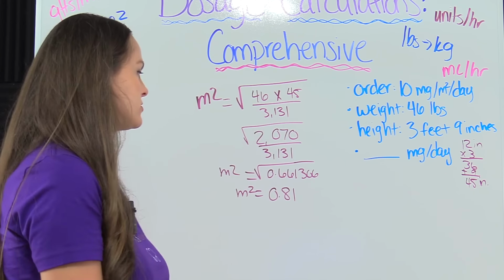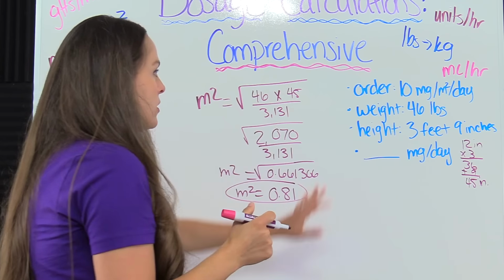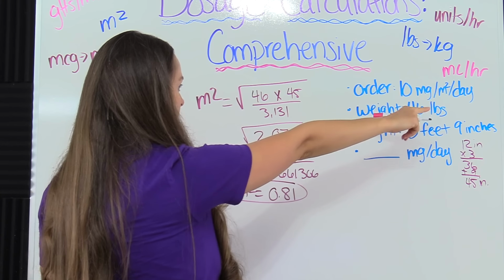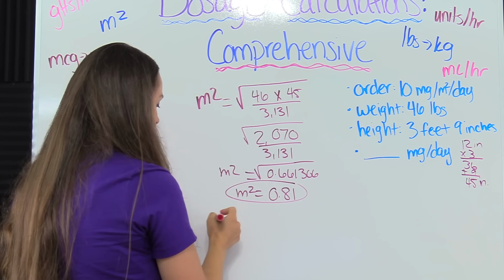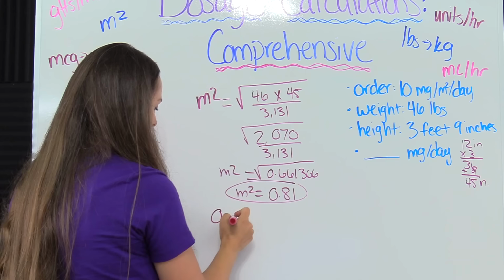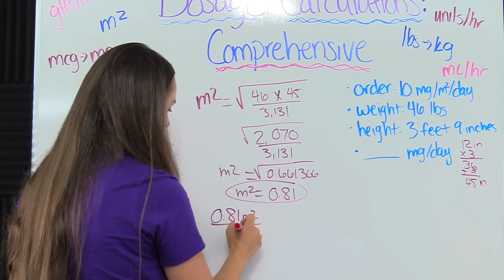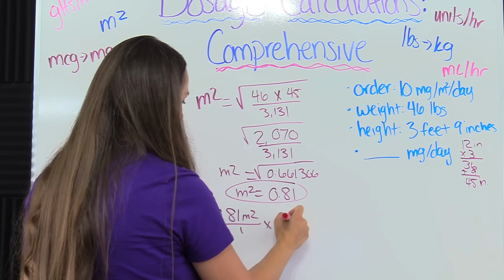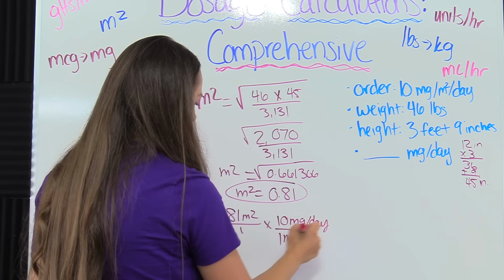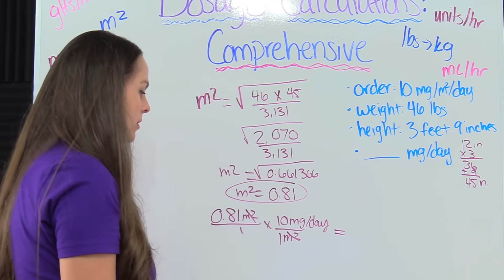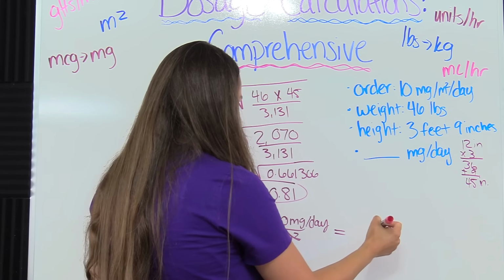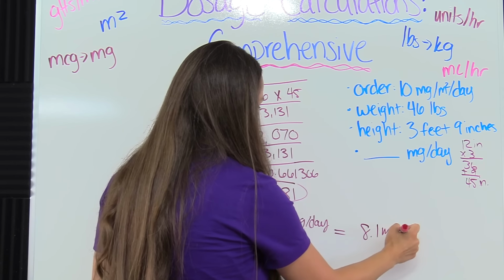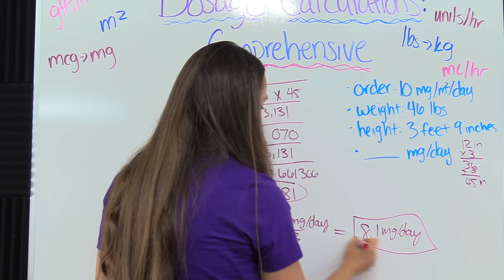Now let's solve using dimensional analysis. So that's important for us to know. The doctor has ordered 10 milligrams for every square meter the patient weighs per day. So the patient's body surface area is 0.81 square meter. And for every square meter the patient is, they need 10 milligrams per day. Square meter cancels out, multiply everything at the top and bottom and divide. And once we do that, we get 8.1 milligrams per day. And that is our answer.